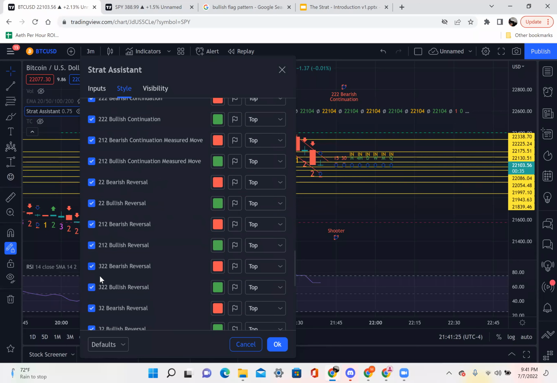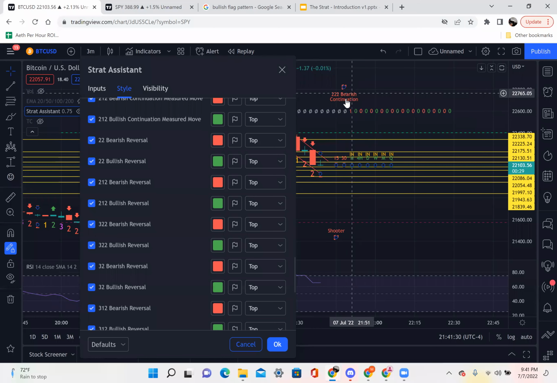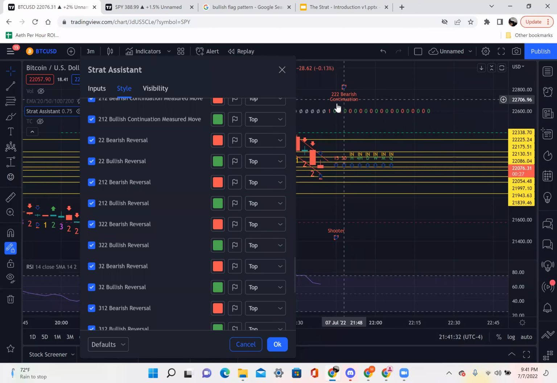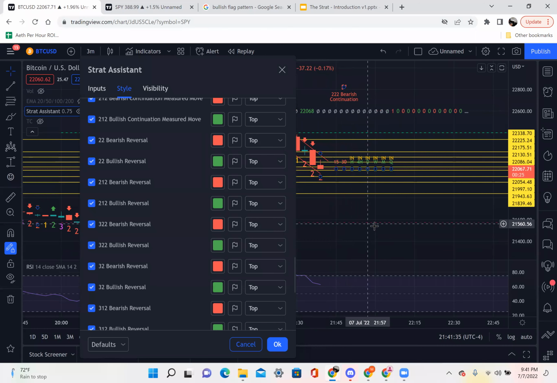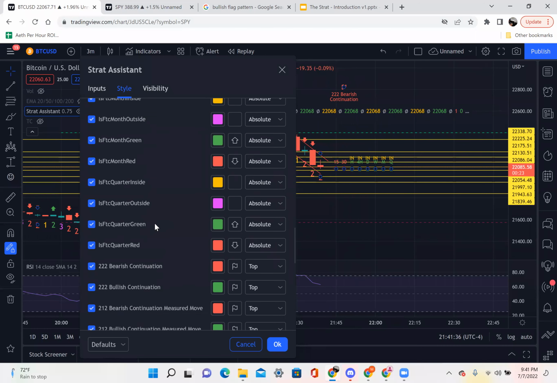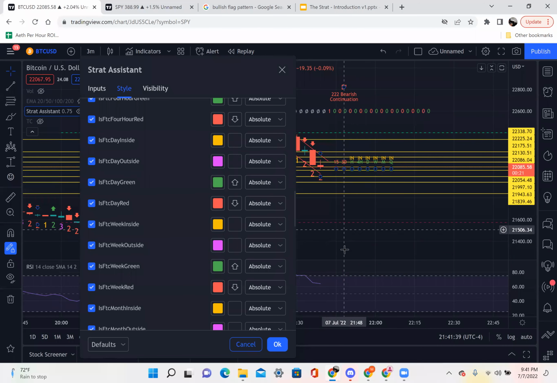Like, do you want them on? Do you want them off? Where do you want them to pop up? Do you want them to pop up at the top? Do you want bullish reversals at the top and bearish reversals at the bottom? You know what I'm saying? And it also shows you candlesticks, like how I just said right there, shooter to the downside.